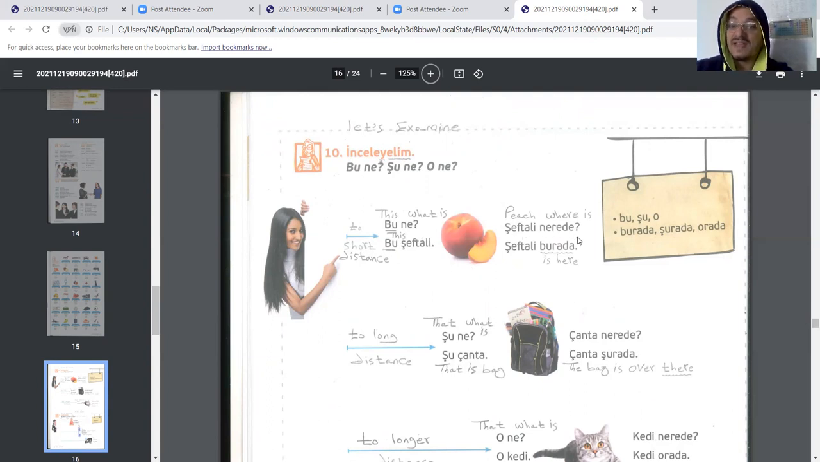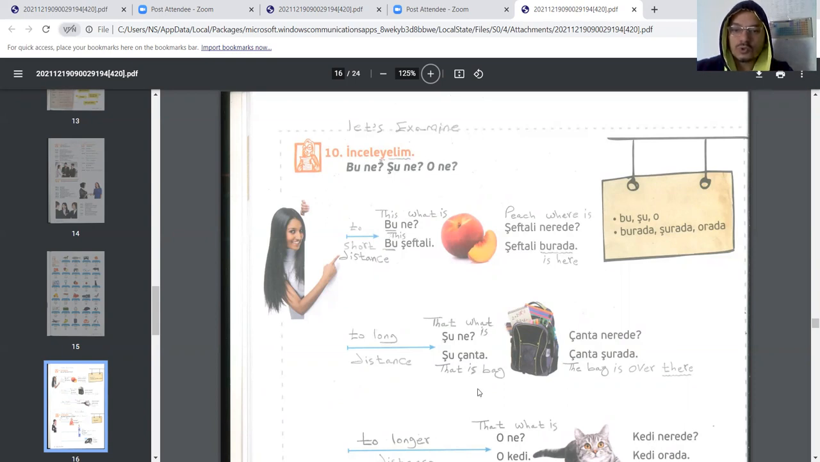Şeftali nedir? Nerede? Nerede, that means where. The question tool we can use to ask about the space. Where is this thing? It's important when you want to ask about something we didn't find. Şeftali nerede? Where is the peach? Şeftali burada. Burada, that means is here. Şeftali burada.